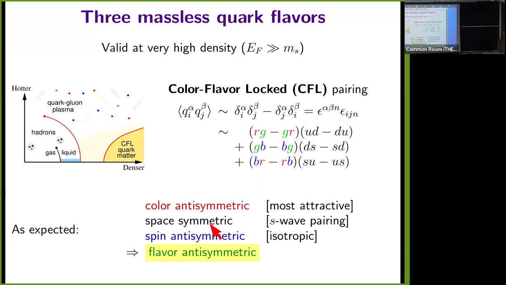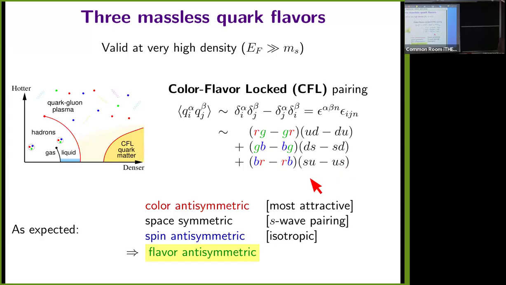Color antisymmetric, space symmetric, spin antisymmetric means flavor antisymmetric. So the most favored phase wants to pair different flavors with each other. If you want something that's antisymmetric in flavor, which is what calculations tell us is most favored, then it has to involve two different flavors, like strange up minus up strange. And if they were both stranges, this would be zero. You couldn't have a flavor antisymmetric wave function if you had only one flavor.